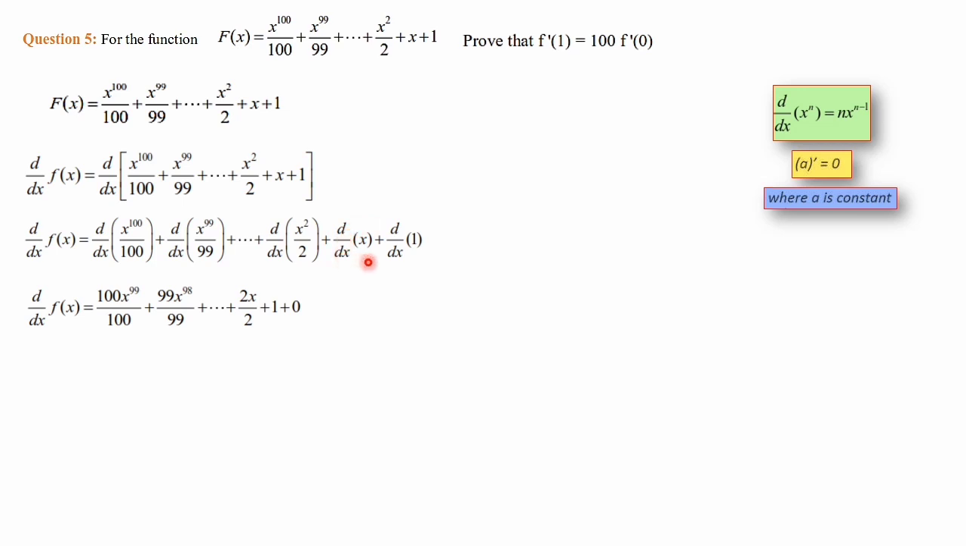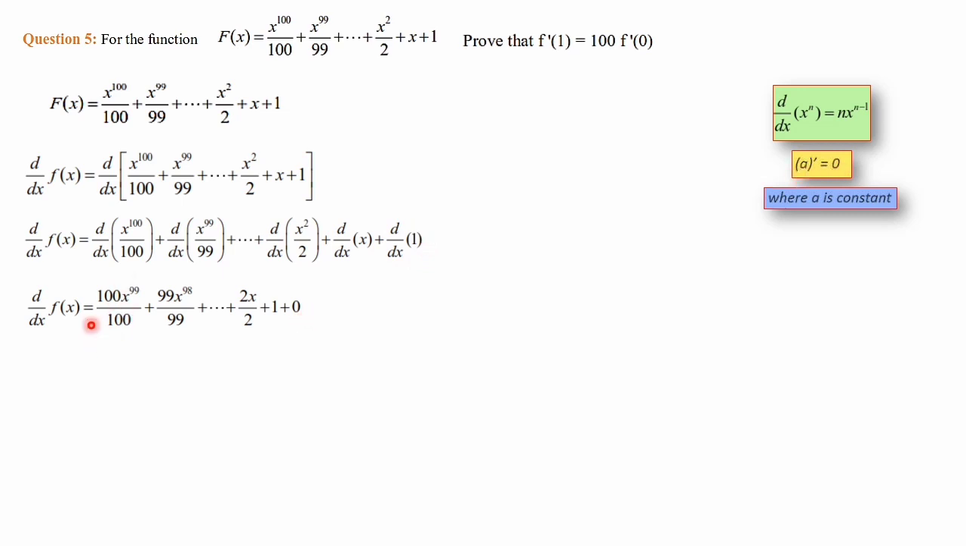Then here d by dx of x. D by dx of x means x power 1, and x power 1 means 1 into x power 1 minus 1. 1 minus 1 is 0, so x power 0 is 1. So 1 into 1 is 1. So the derivative of x is 1. Plus here d by dx of 1, the derivative of a constant, we have learned it is 0. That is 0 here.